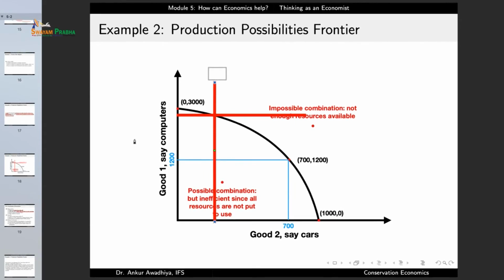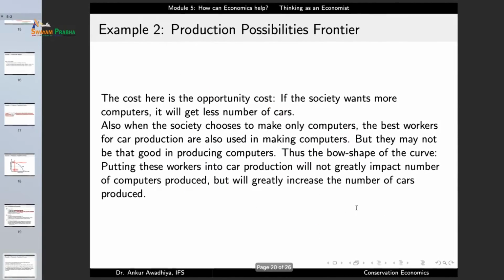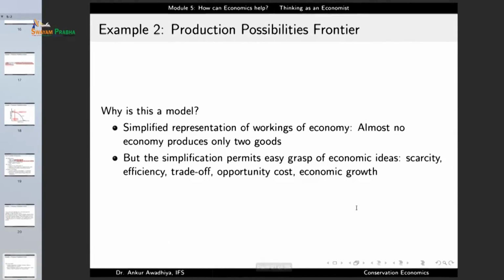If the society decides to make only one thing, then even those people who are not that specialized to make that item will be used in the manufacturing of that item, which will not be the most efficient utilization of resources. So we are seeing an inefficient utilization of resources when the society chooses to make only computers or only cars. So this is another concept that we are observing through this curve.